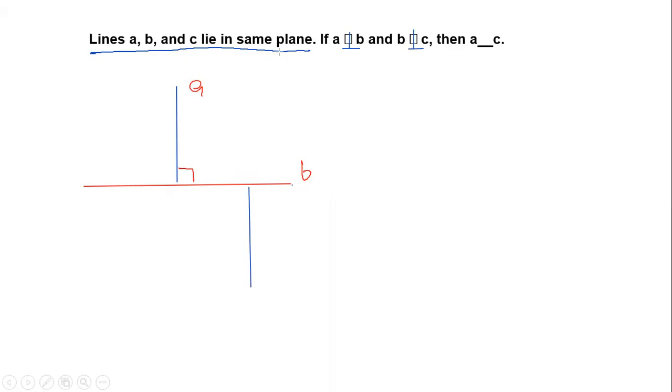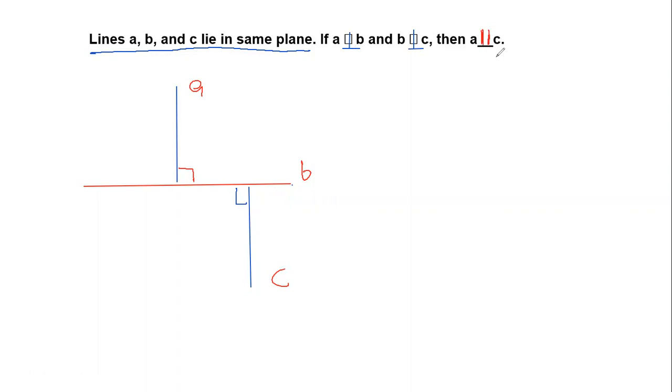So this will be the case. A is perpendicular to B and B is perpendicular to C. So what is the relationship between A and C? Do you acknowledge A and C are definitely parallel? If A is perpendicular to B, B is perpendicular to C, A and C are definitely parallel to each other. This is only true when they lie in the same plane.